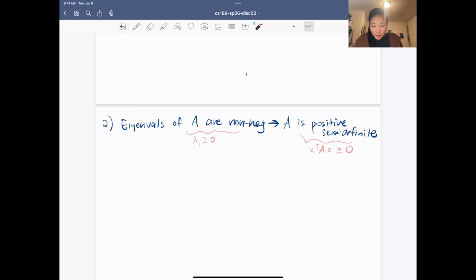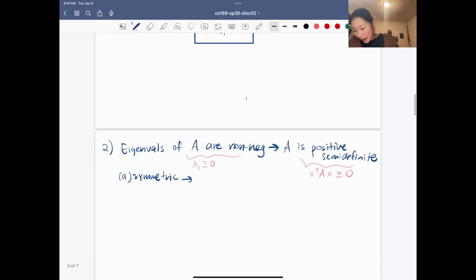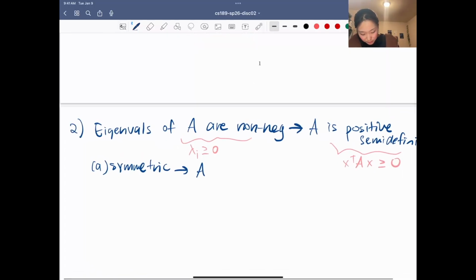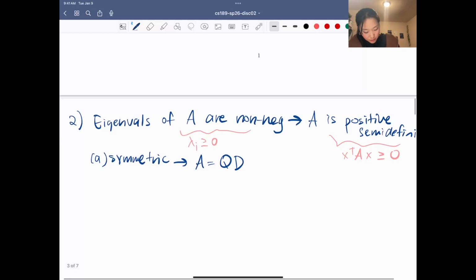But yeah, to be easier, I'm first going to write down some things we know. As a reminder, matrix A is symmetric. That's given in the problem right over here. A is a symmetric matrix. And so we know that A has this nice property where A is equal to some orthonormal matrix Q times a diagonal matrix consisting of eigenvalues times Q transpose. And on the left side, we know that the eigenvalues are all greater than or equal to 0.